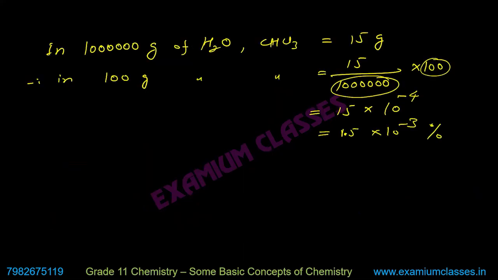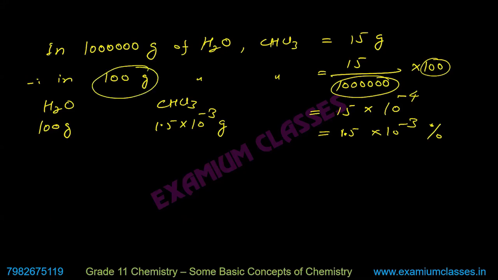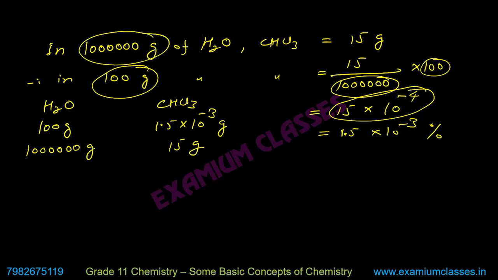So number of moles of solute, you can calculate answer by both. Either you consider 100-gram water and you have in 100-gram 1.5 into 10 to the power minus 3 grams of CHCl3. In 100-gram, these many grams. That's why we have written percentage, because this is out of 100 grams. Or you can use in 1 million grams, you have 15 grams. Same thing. Basically, ratio is same. You can use any information. Okay, so I'm considering this one.